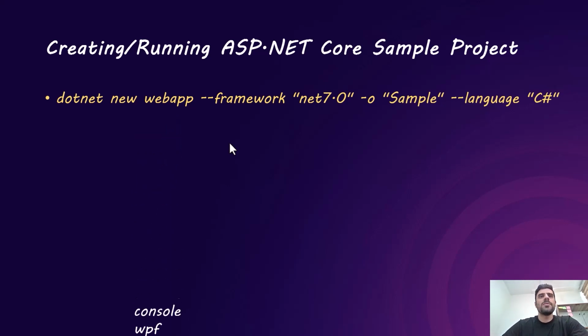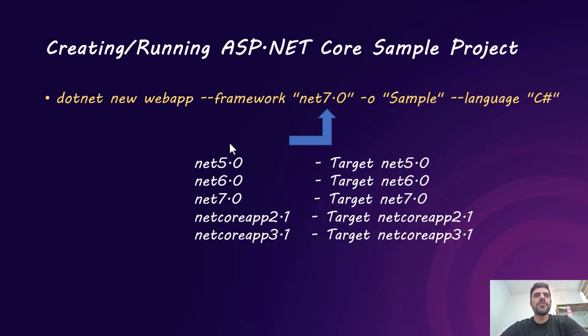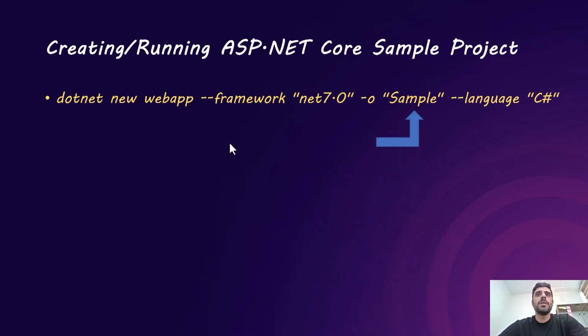The second part of this command is the framework part. I'm going to create my project using the .NET 7 framework. However, you can use other framework types too. The third part is our output directory. And as I mentioned before, by default, the project's name will be the same as this output switch. And the language I'm going to use here is C#, and I can use other languages such as Visual Basic or F# too.